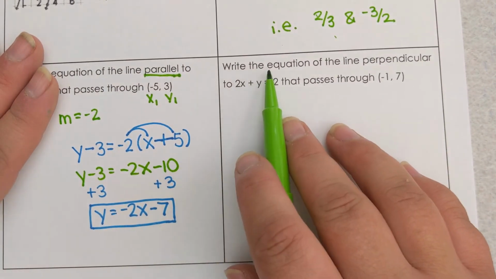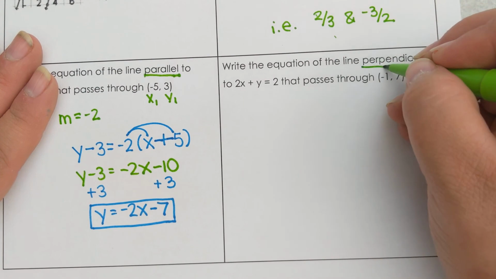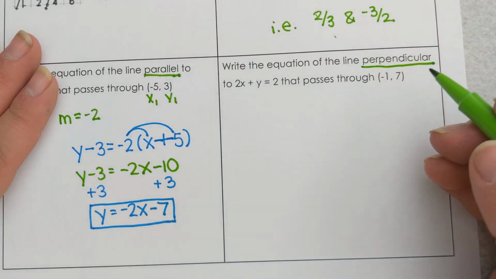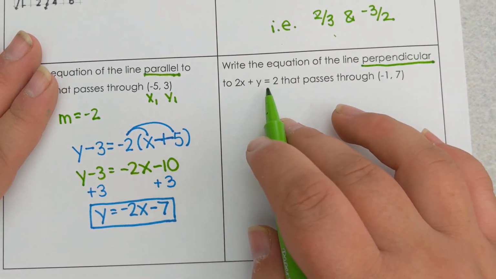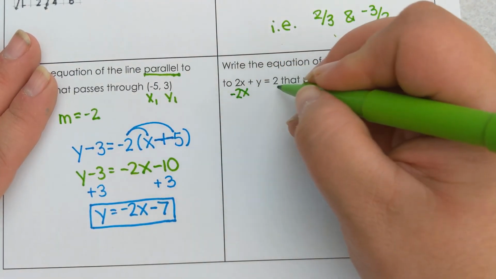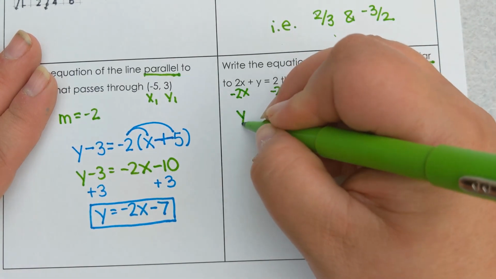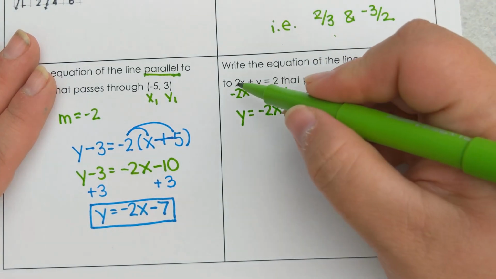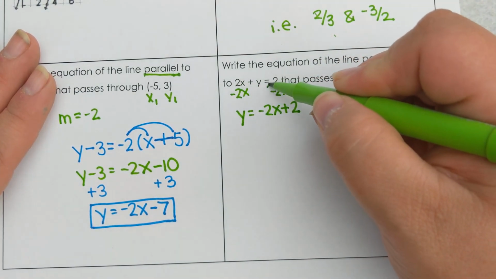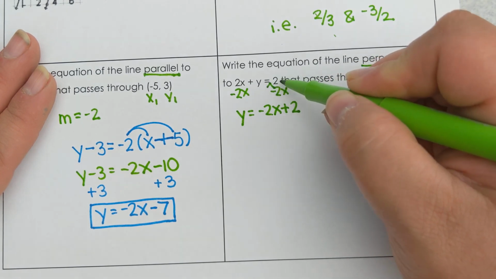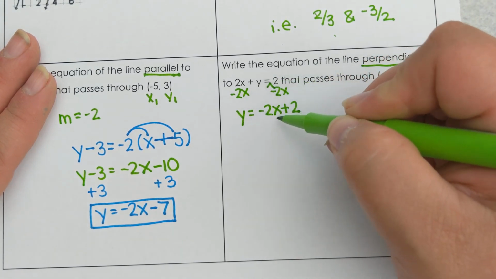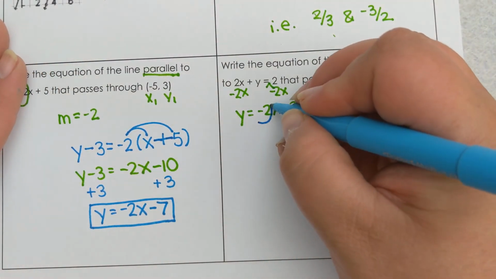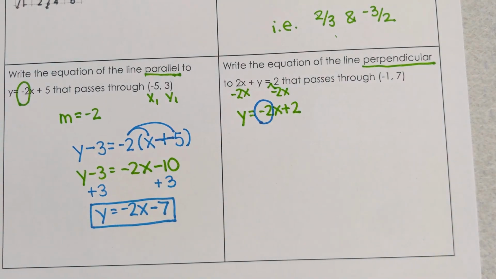Okay, write the equation of the line perpendicular. So we're going to need to do an opposite reciprocal to 2x plus y equals 2. We can't really tell what the slope of this line is yet, so what I'm going to do is get y by itself. If you're ever given an equation where y is not by itself, that should be your first step. And when I subtract that 2x, it's just going right here, in between the equal sign and the 2. I can't add them together because they're not like terms. And now I can see that my slope is negative 2.